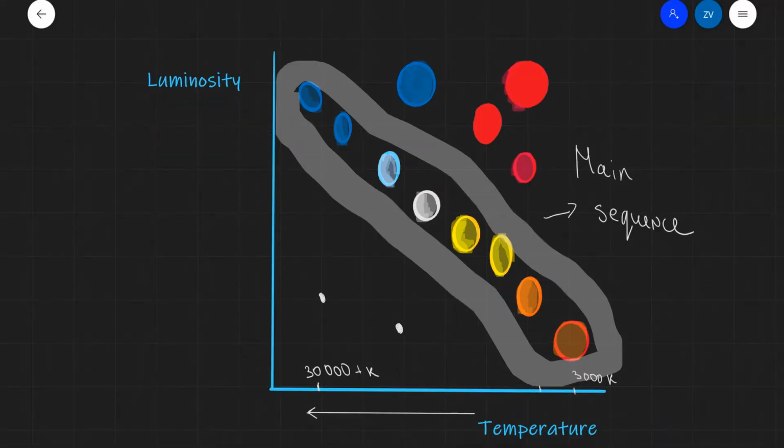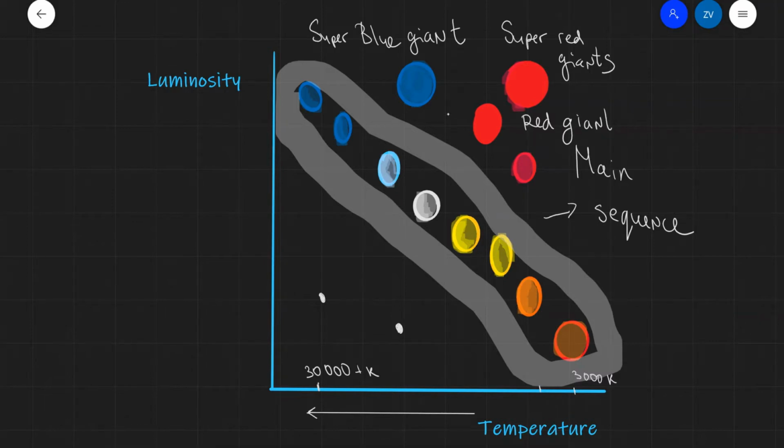On the left we have blue giants, so we can write this down, blue. These are super blue giants in particular, and these are super red giants, like so, and just below them we can find the red giants.